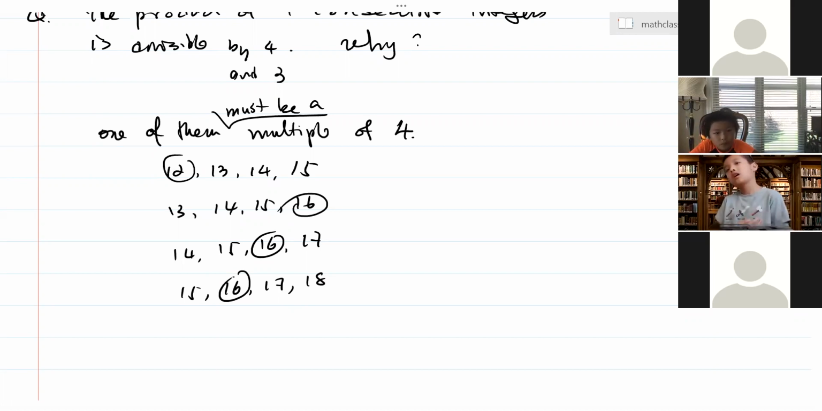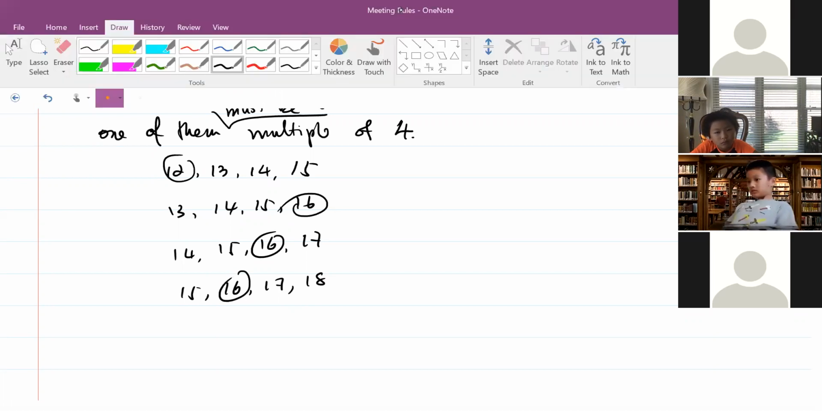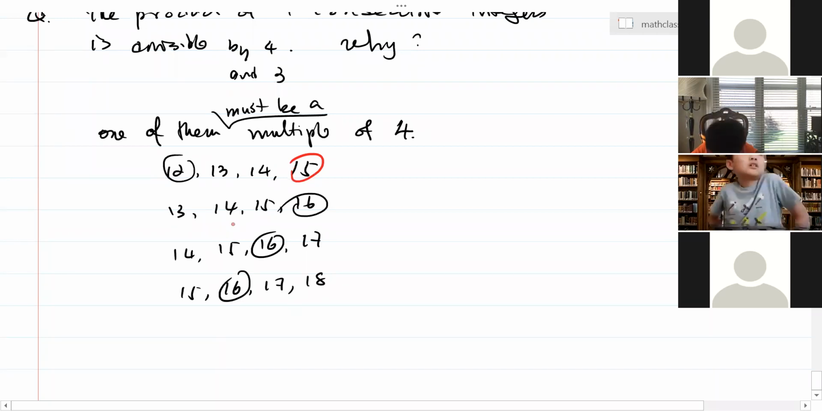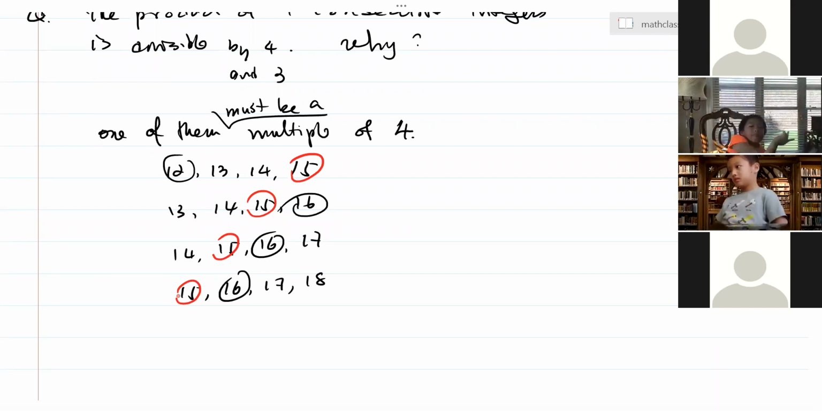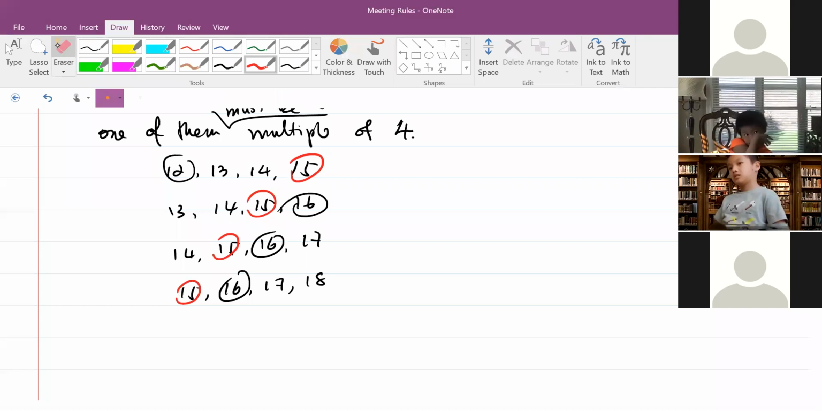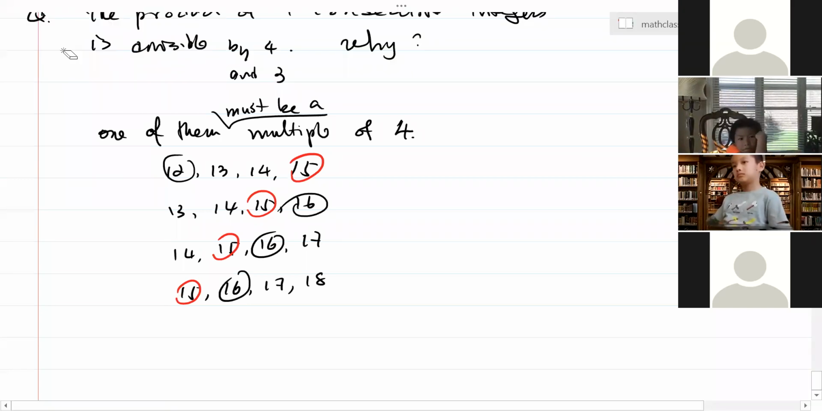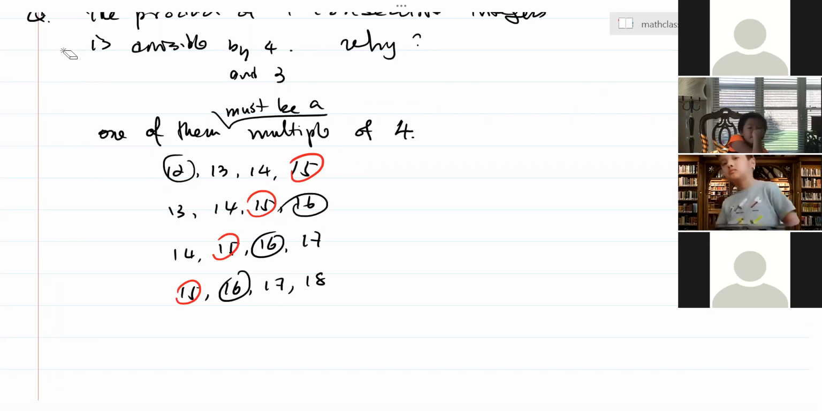Does it contain a factor of 3? At least one of them contains a factor of 3. So I can also circle this: multiple of 3, multiple of 3, multiple of 3, but not necessarily a multiple of 5, okay? Although you always have a 5 there if you have 5 consecutive integers, okay? So what do you conclude? The product of 4 consecutive integers is divisible by 12, okay? Because 3 times 4, okay?